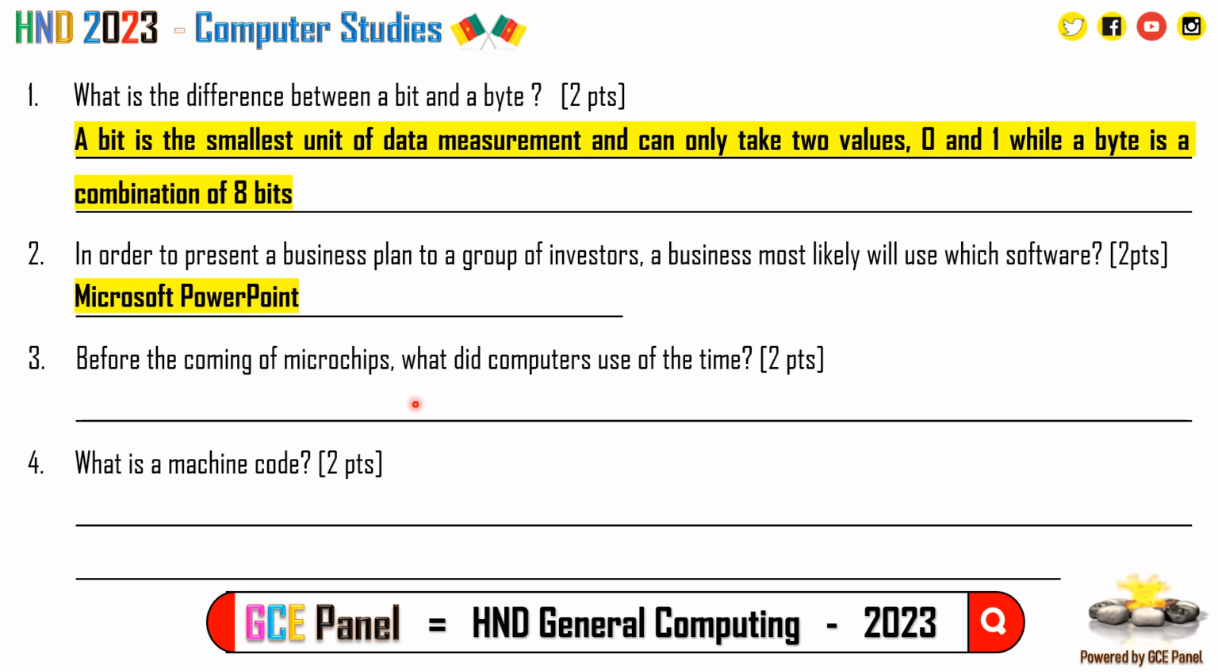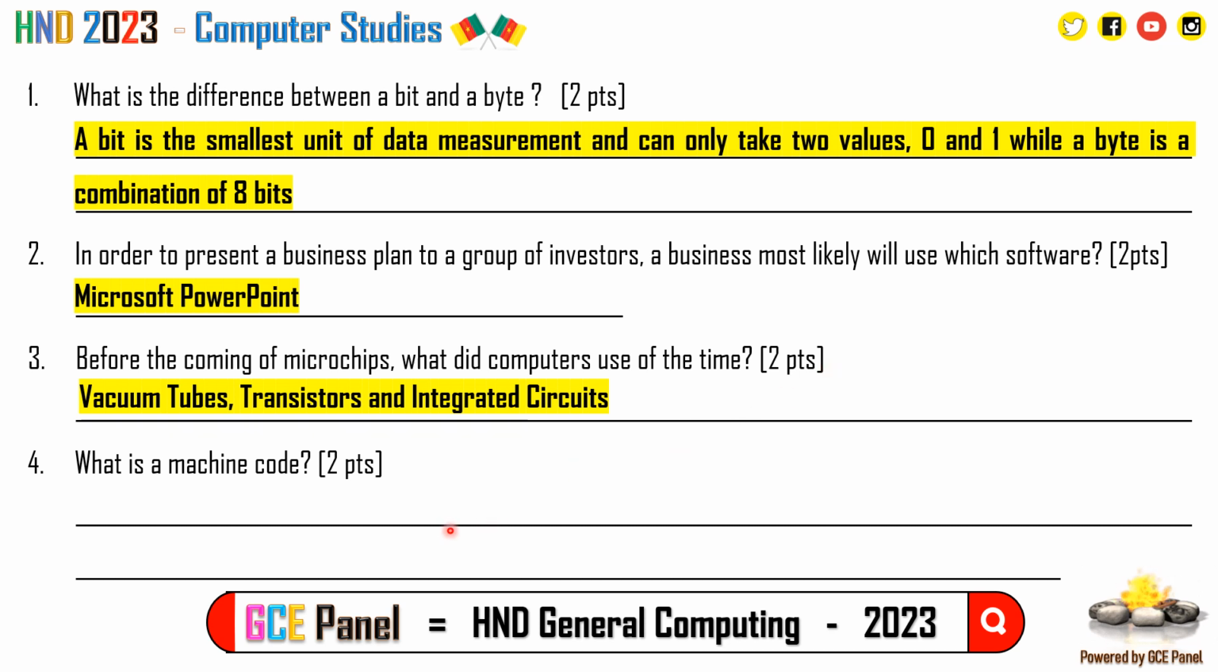Before the coming of microchips, what did computers use at the time? Before the coming of these microchips, you know about vacuum tubes, right? Computers were using first generation vacuum tubes, then the transistors, the second generation, integrated circuits, the third generation, and so on. So before the coming of the microchips in the fourth generation, the computers were using vacuum tubes, transistors, and integrated circuits. I think any tool that you give here, they'll give you the 2 points.